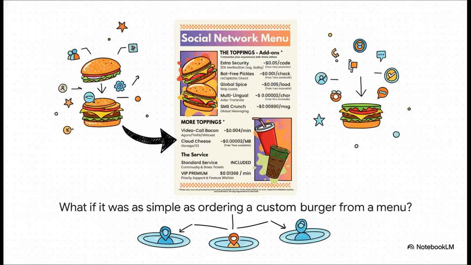But what if it wasn't like that at all? What if you could build your own social platform just like you'd order a custom burger? You pick your bun, you pick the size of your patty, and then you load it up with all the special toppings you want. That is exactly the model we are going to explore.